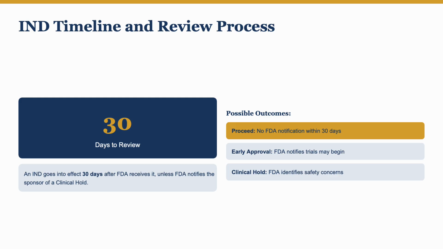The most common is simply no notification within 30 days, meaning you can proceed with your clinical trial. Sometimes FDA notifies sponsors earlier that clinical investigations may begin, which can accelerate your timeline. The third possibility is a clinical hold, where FDA identifies safety concerns that must be addressed before trials can proceed. If you receive a clinical hold, you must respond to FDA's concerns and receive clearance before starting any human studies.